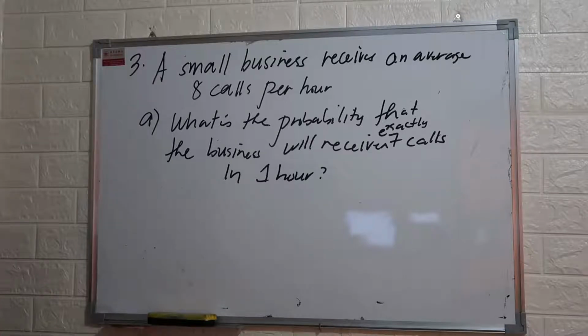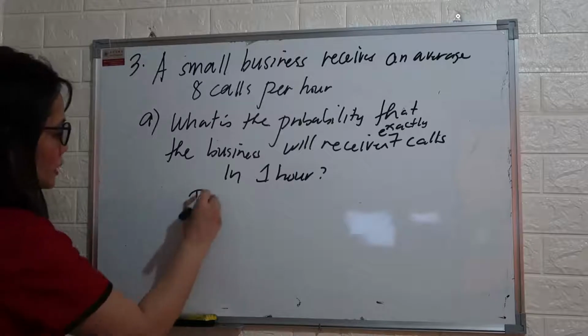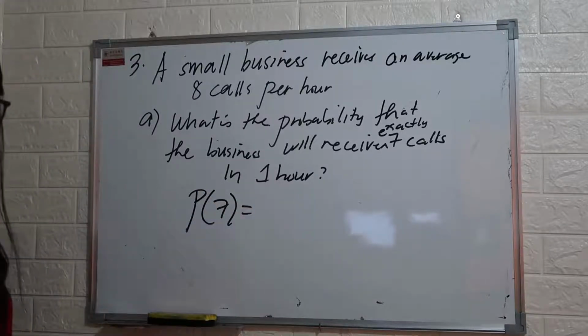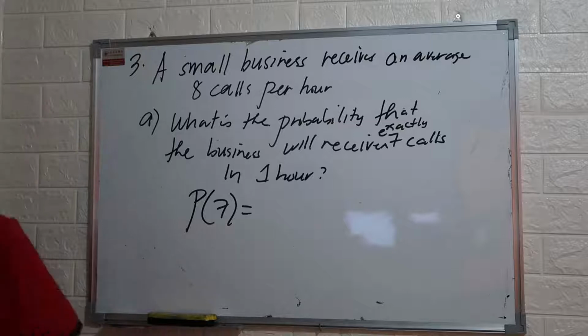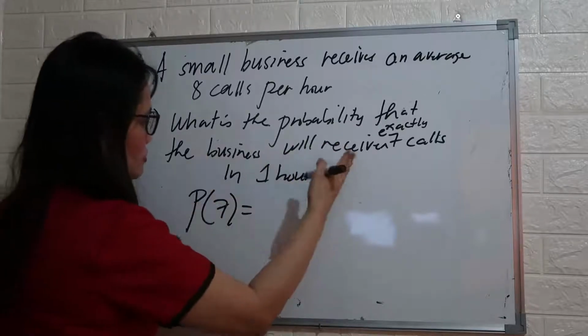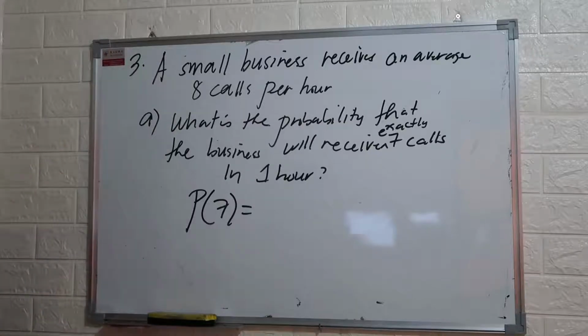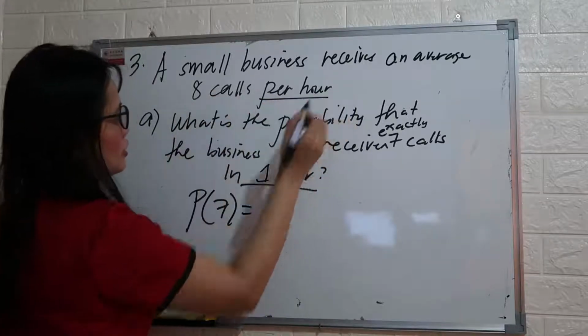Kindly check the period. Are they the same or not? Same, okay. So how do we answer this one? So the probability of 7 is equal to what? So 1 hour is the same as per hour. They are the same.